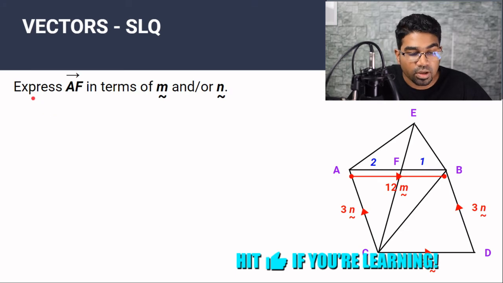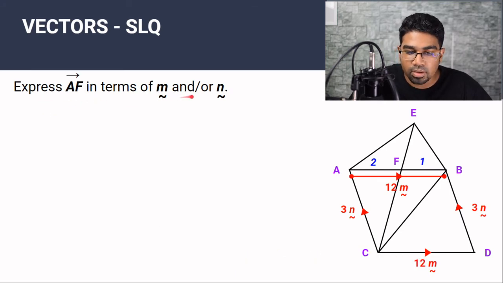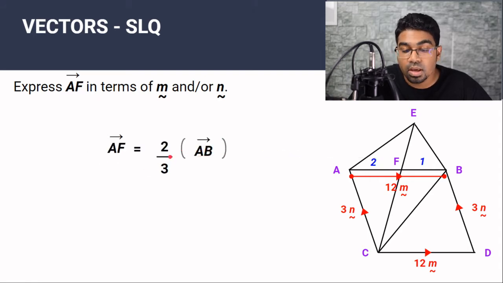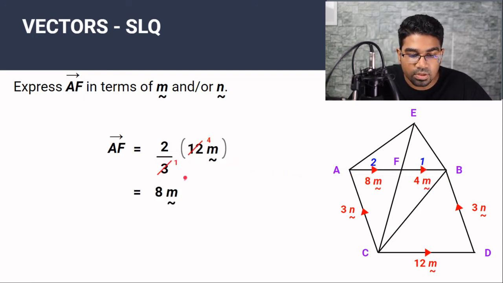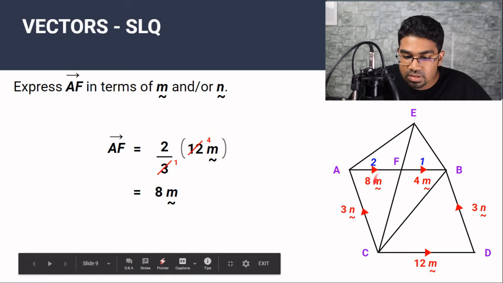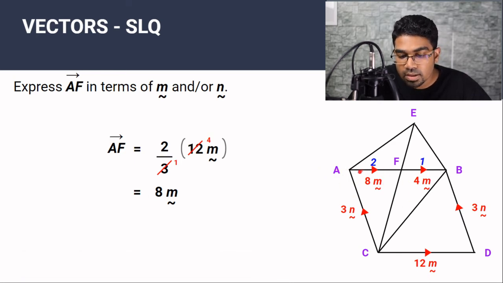The first question is to express AF in terms of m and or n. AF is 2/3 of AB. This is given to us. And AB is in terms of m. And therefore, we can simply substitute AB inside. AB is 12m. So 2/3 of 12m is equal to 8m. So AF is 8m. And since AB is 12m, that must mean that FB is 4m. 8 plus 4, we get back a total of 12m.